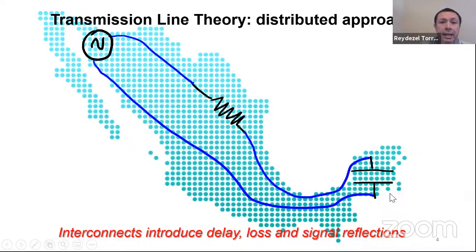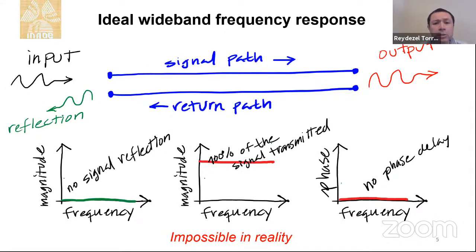It means that in practice, interconnects introduce delay, loss, and also a certain amount of signal reflection will be seen in a practical circuit in reality. In order to explain this in more detail, assume that we have here in blue an interconnect consisting of two wires. The wire on top is the signal path, and the one on the bottom is the return path or the ground plane.